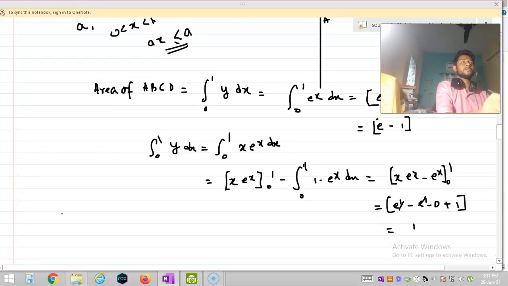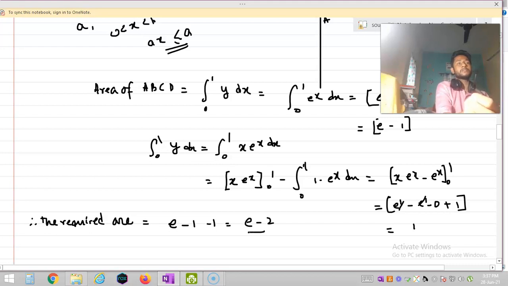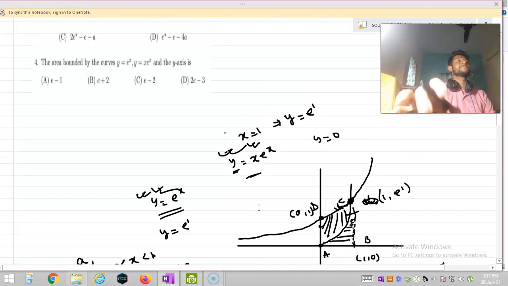So this is equal to 1. Therefore the required area is equal to e minus 1 minus 1. So this is e minus 2. Let us see the options.